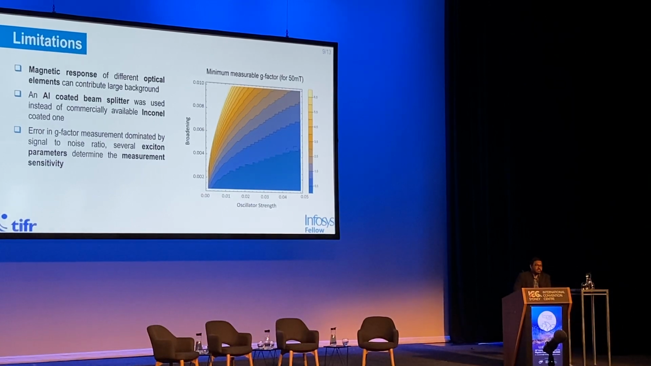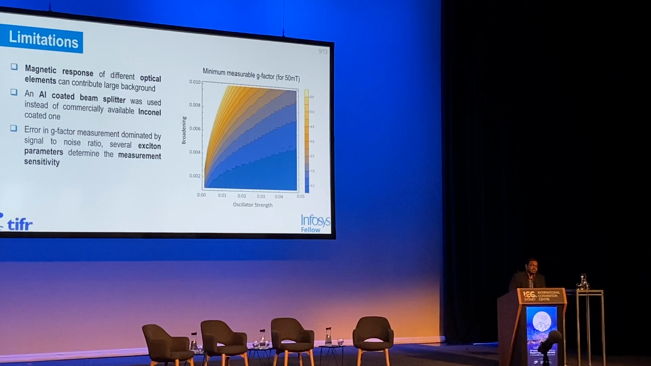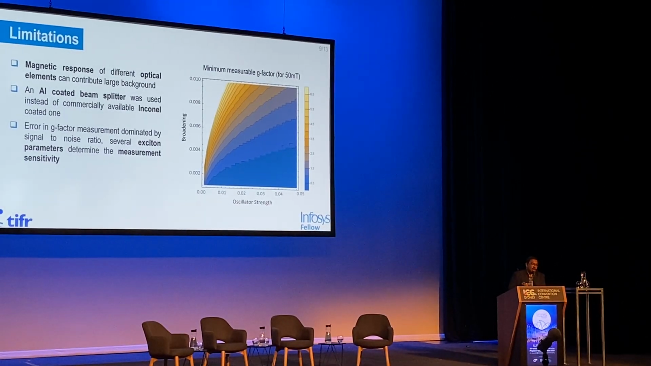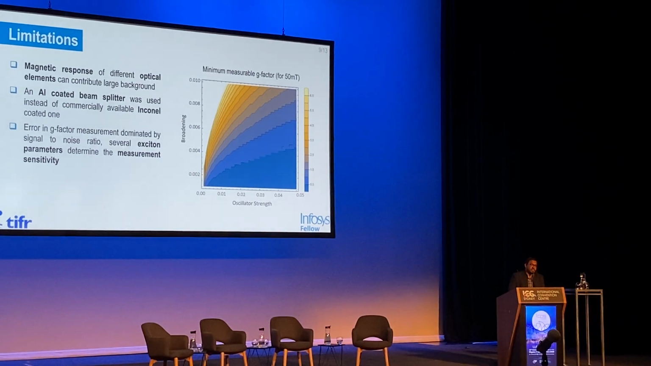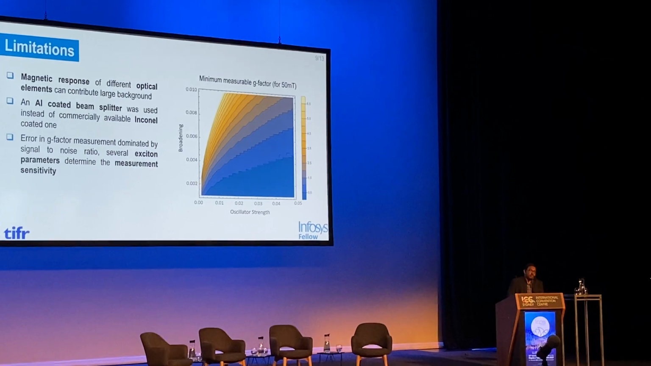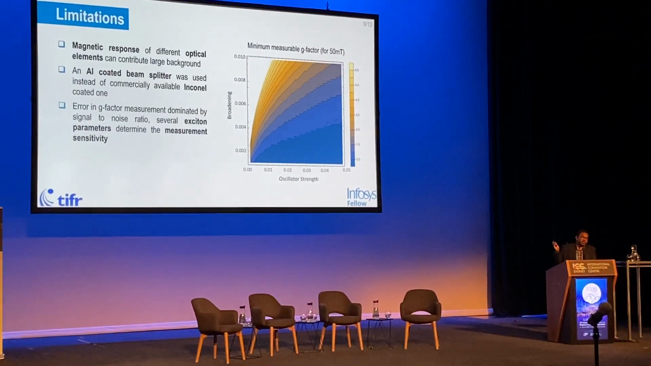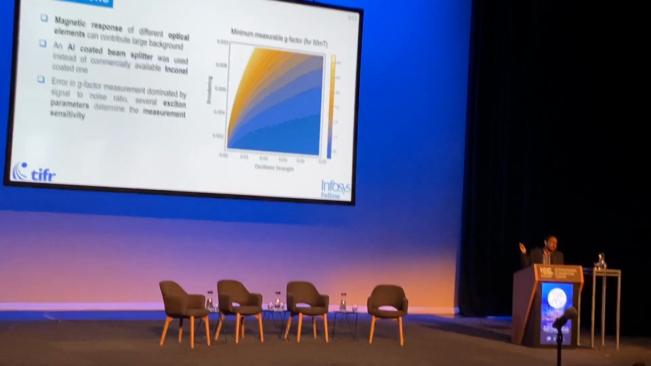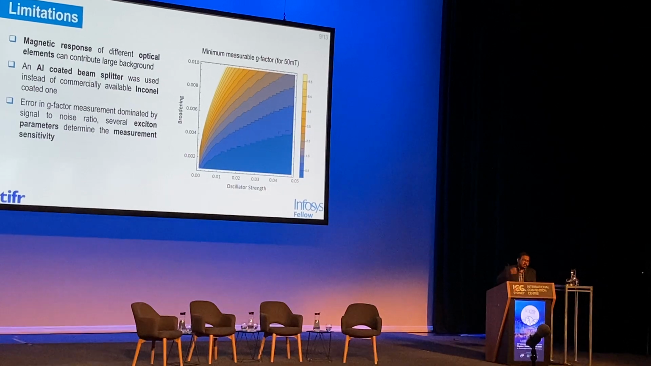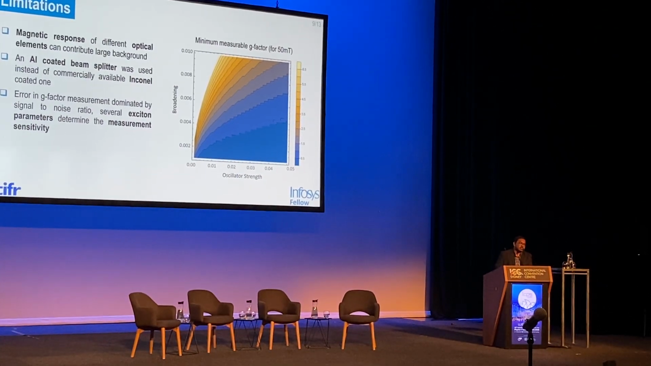And the error in G factor measurement is mostly dominated by signal to noise ratio. But another thing is that several exciton parameters determine how low a G factor you can measure. For this gallium arsenide case, this is the simulation for 50 millitesla magnetic field. It's a 2D plot: the x-axis is the oscillation of the exciton, and the y-axis is the broadening of the exciton, and you see several contours. What is the minimum measurable G factor in this condition?